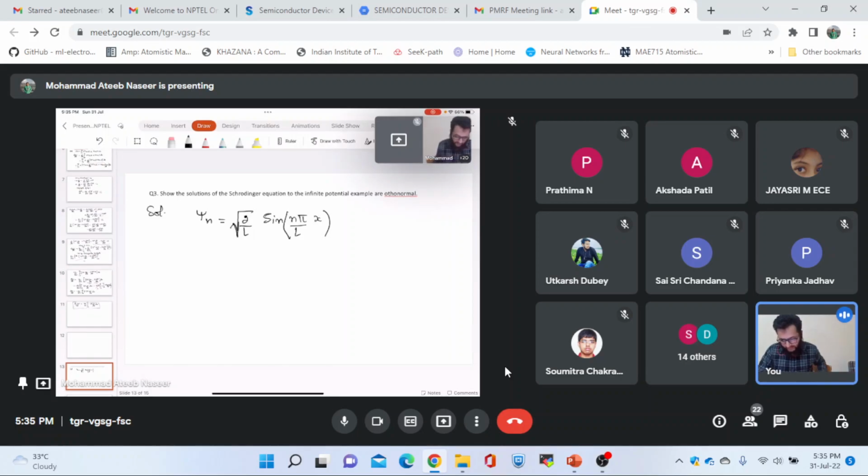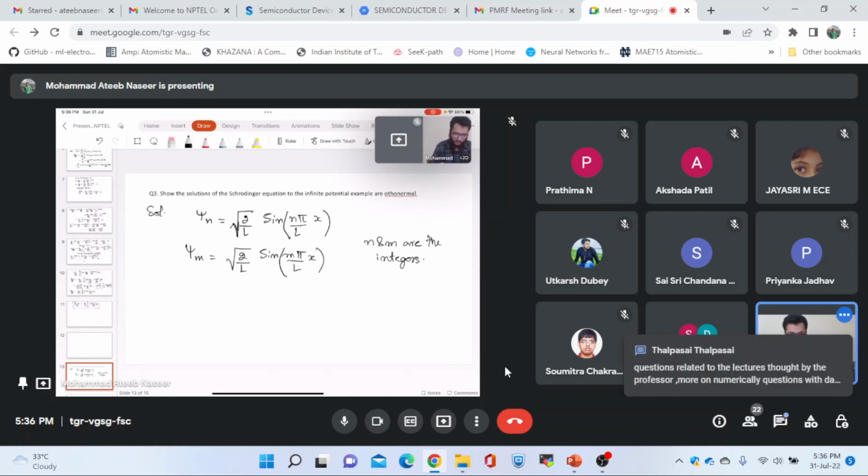So simply, if this is the nth solution denoted by psi n, let me write down the mth solution. It will simply be given by root 2 by L sine of m pi by L x. Here, let me clarify, these n and m are integers, as shown by the professor in the lecture. For the ground state the value of n should be 1, and correspondingly we will increase its value. He also showed how we can obtain the energy corresponding to these.